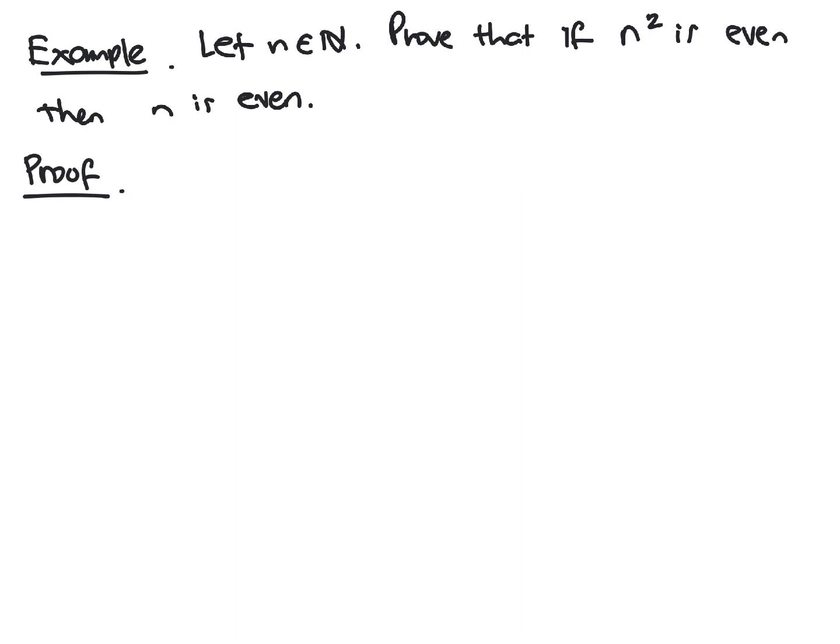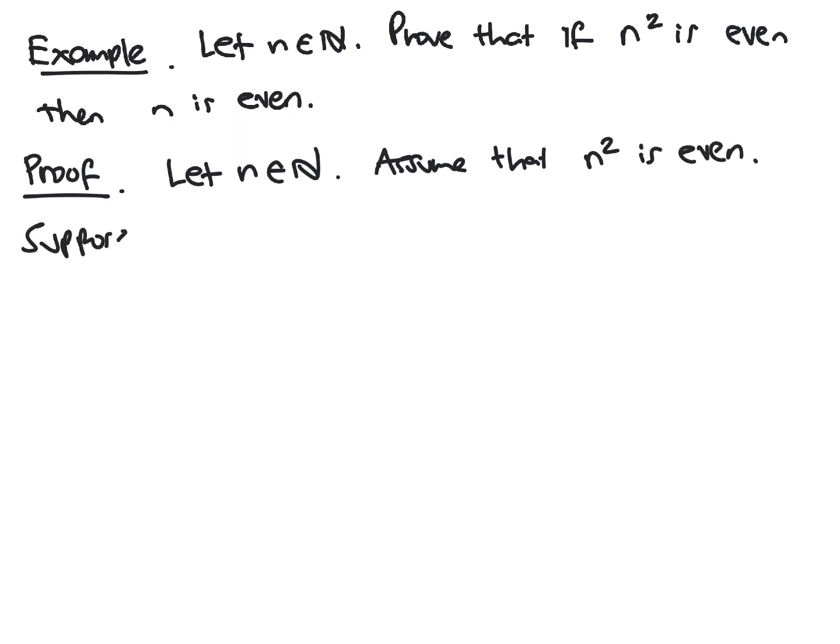Let n be a natural number. Prove that if n squared is even, then n is even. So let's say, let n be a natural number, and then we assume that P is true, n squared is even. And then we suppose that the conclusion, n is even, is false.